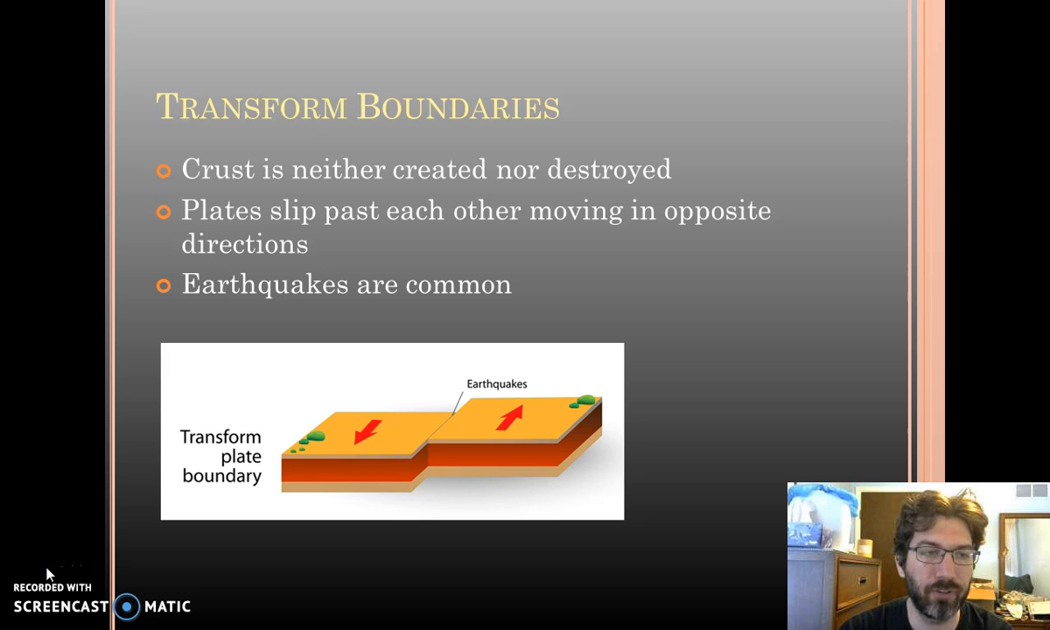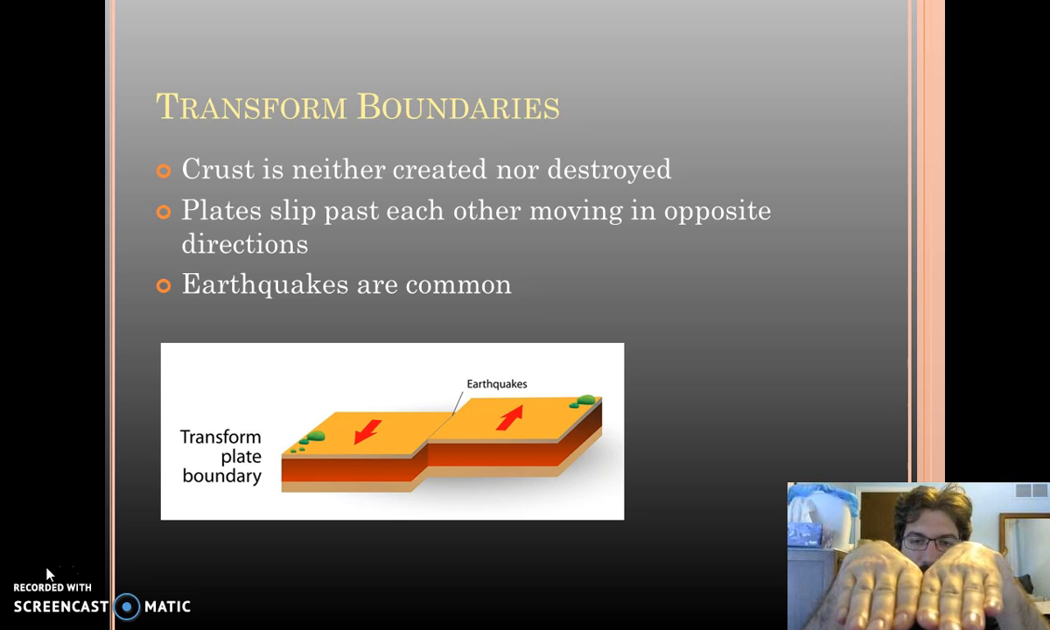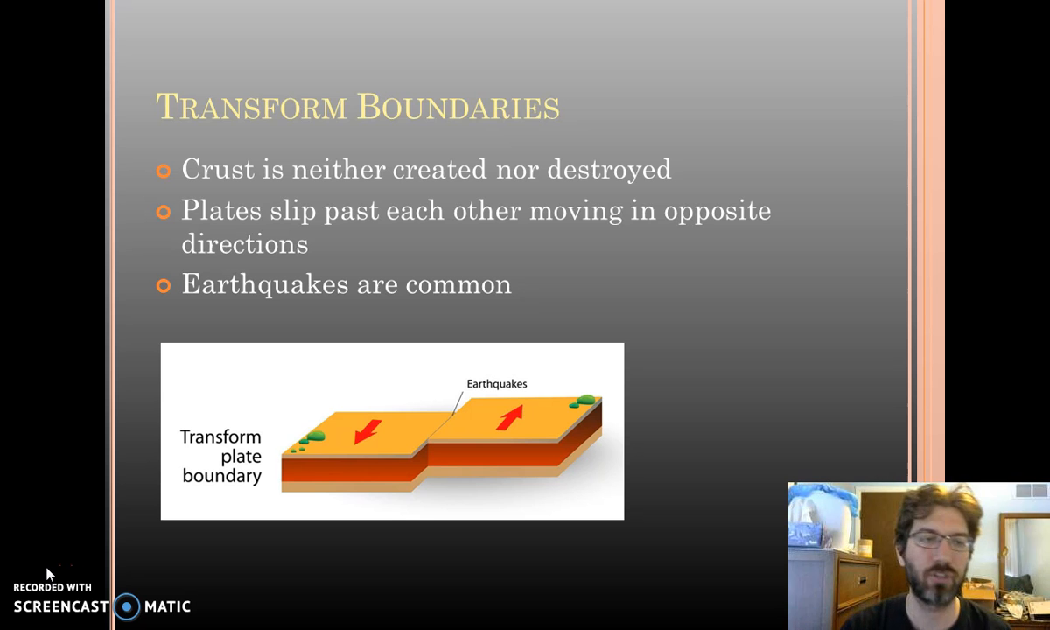So transform boundaries, which is what you actually get at California in the fault line, is where crust is neither being created or destroyed. It's just that plates are slipping past each other and moving in opposite directions. So you can get the idea of your plates sliding back and forth like this, as opposed to coming together or separating apart. So transform boundaries, they go in opposite directions. That grinding is going to make earthquakes very, very common.